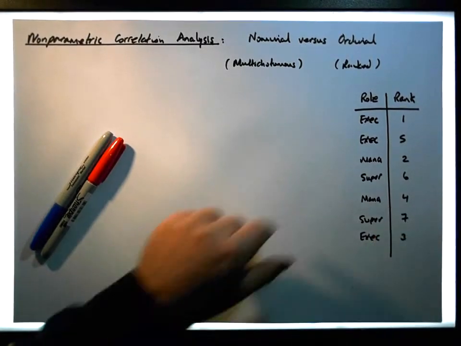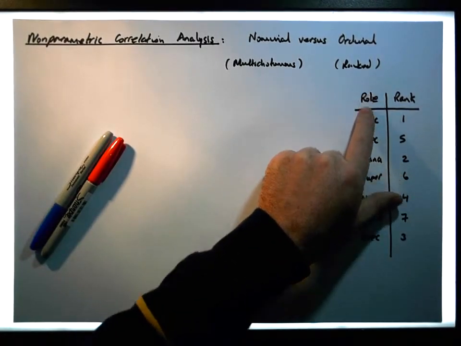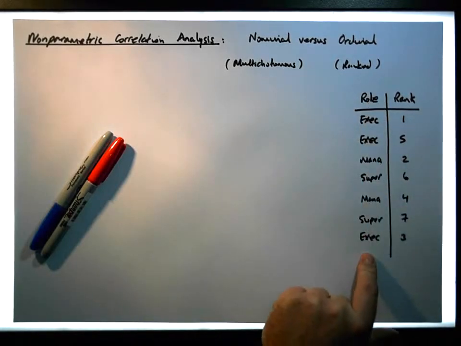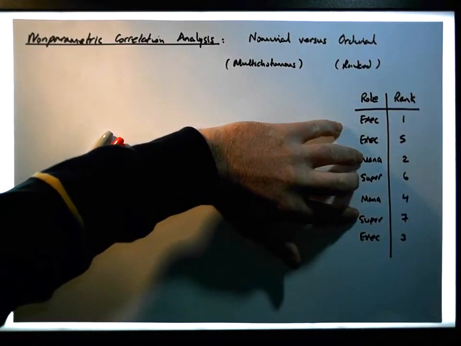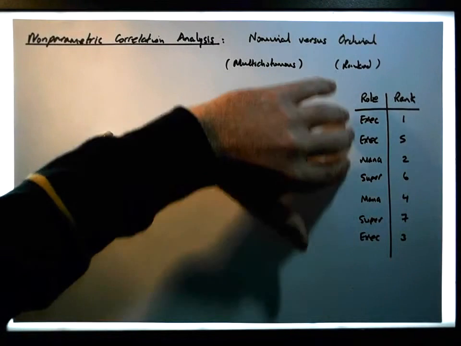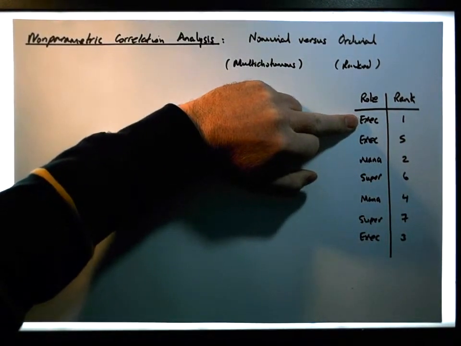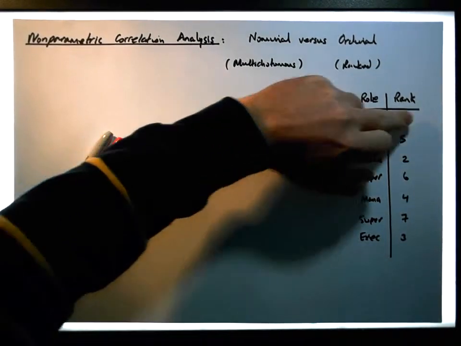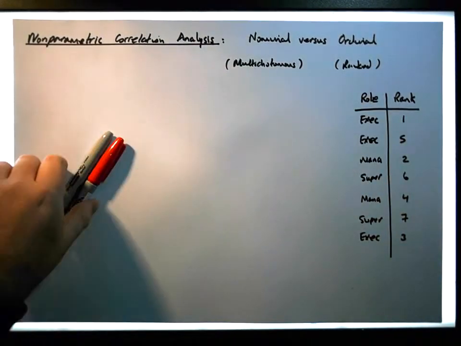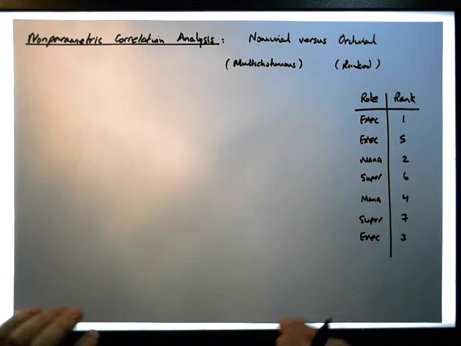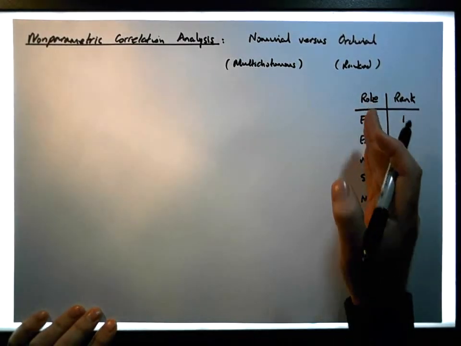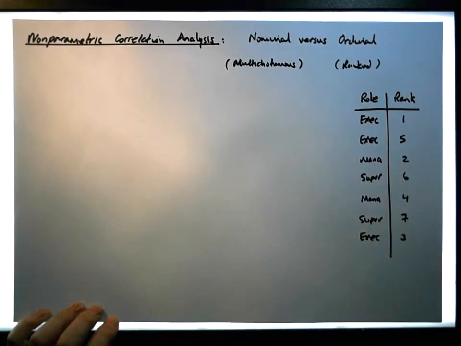So what we have is a multichotomous nominal variable. In particular, there's more than two levels of measurement associated with this, and associated with every individual, we also have assigned to them a rank. And what we'd like to do is calculate the correlation between this multichotomous nominal variable and this ranked ordinal variable.